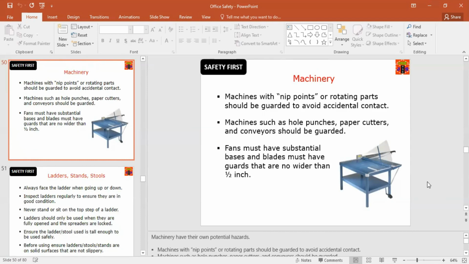If we discuss machinery, we must know that machines with nip points or rotating parts should be guarded to avoid accidental contact. Machines such as hole punches, paper cutters, and conveyors should be guarded. Fans must have substantial bases, and blades must have guards with openings no wider than half an inch.